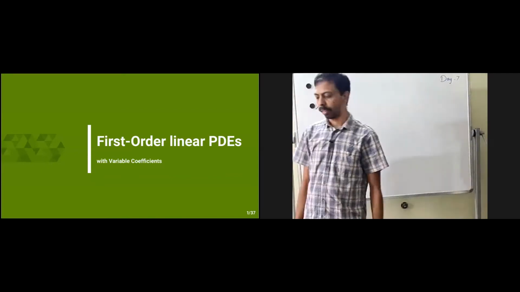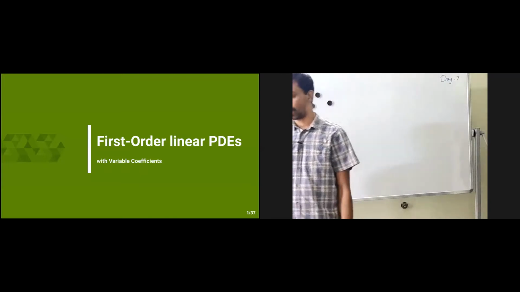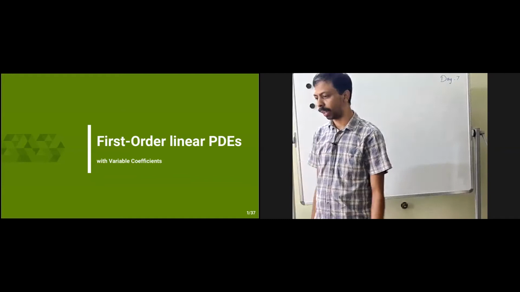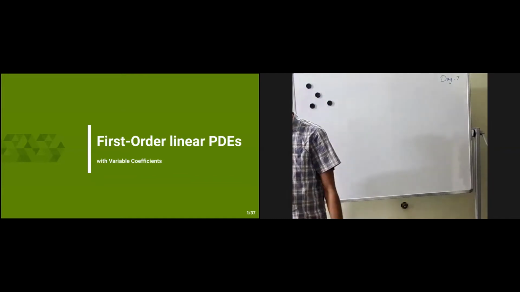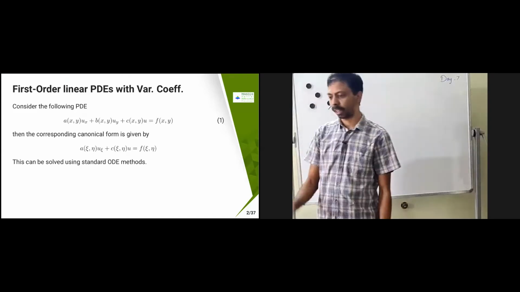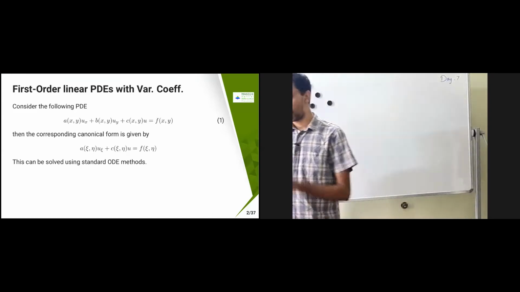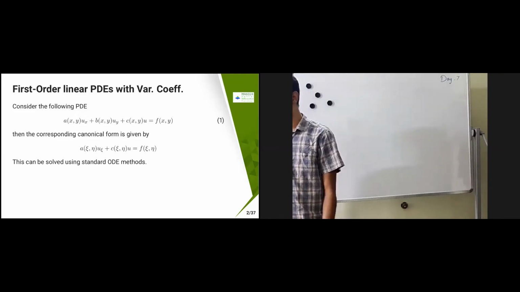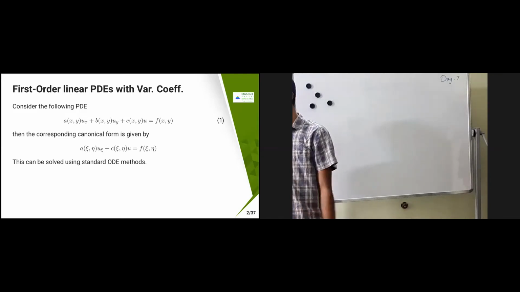Okay, so we have seen first order linear PDEs with constant coefficients, and also first order linear PDEs with variable coefficients. So we recollect what we did. The first order linear PDE with variable coefficients is this equation: a(x,y) u_x plus b(x,y) u_y plus c(x,y) u equal to f(x,y). Then we made that a canonical form.